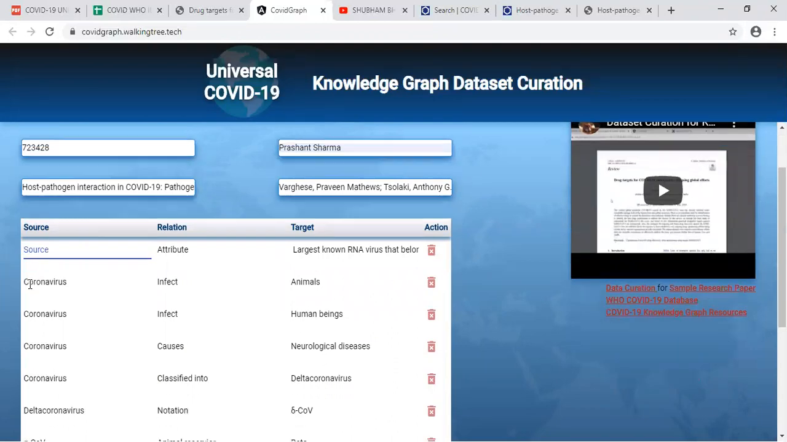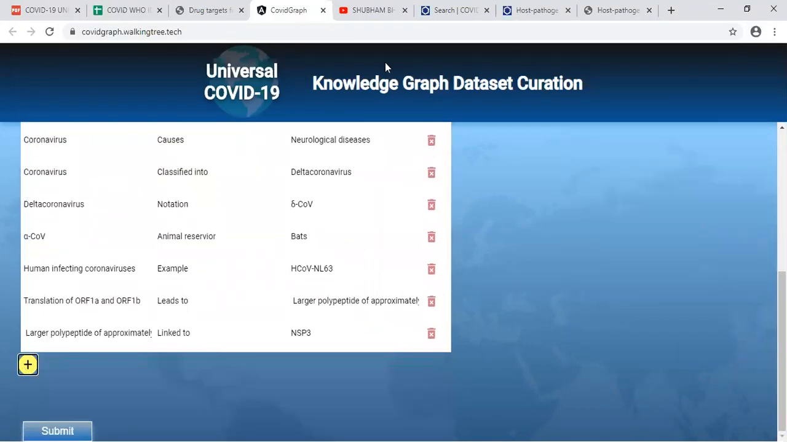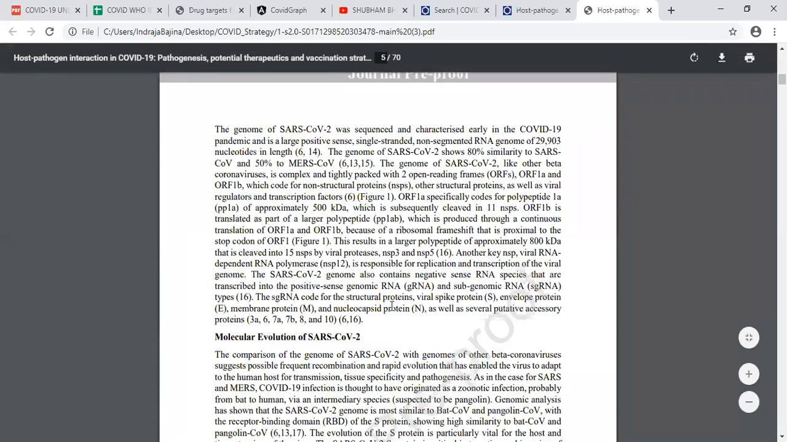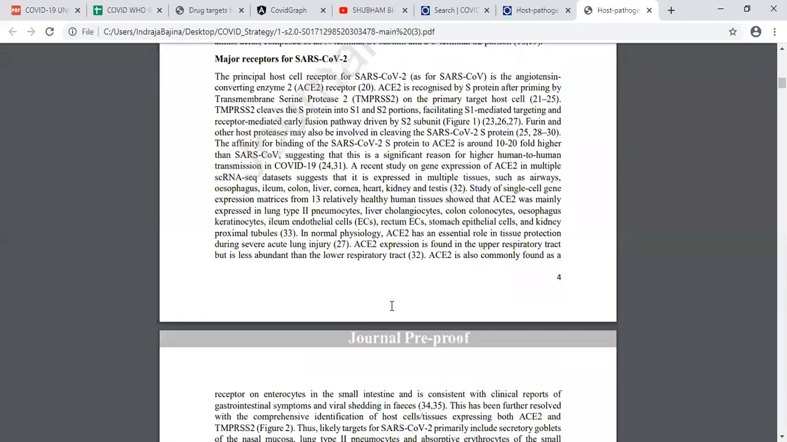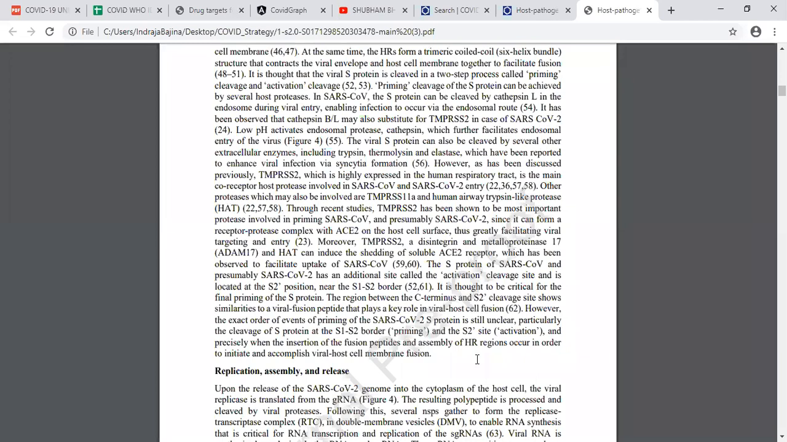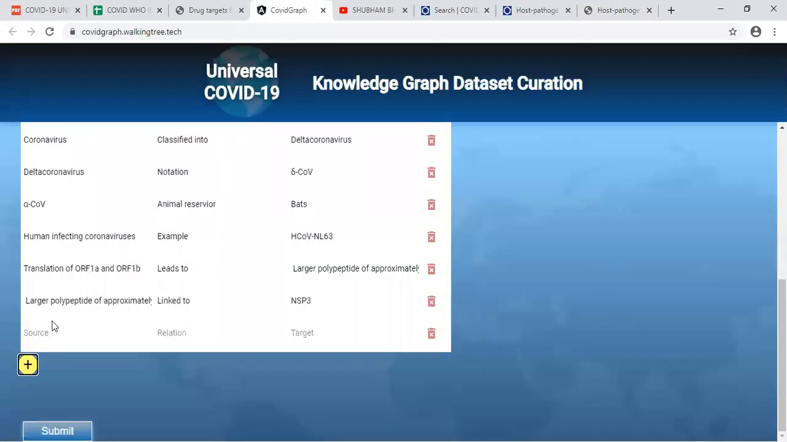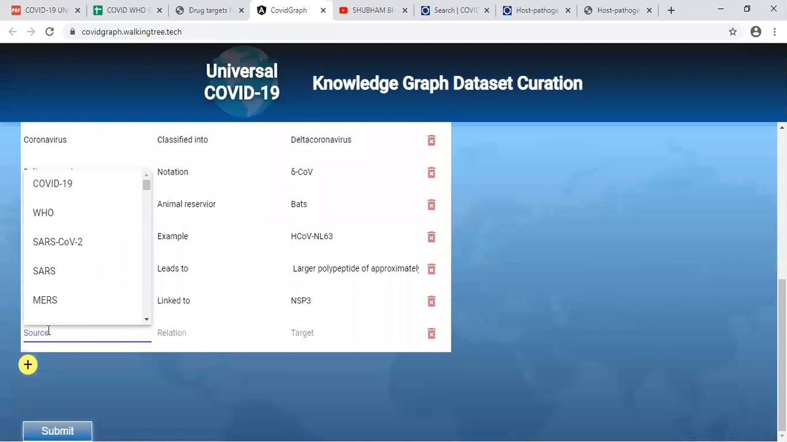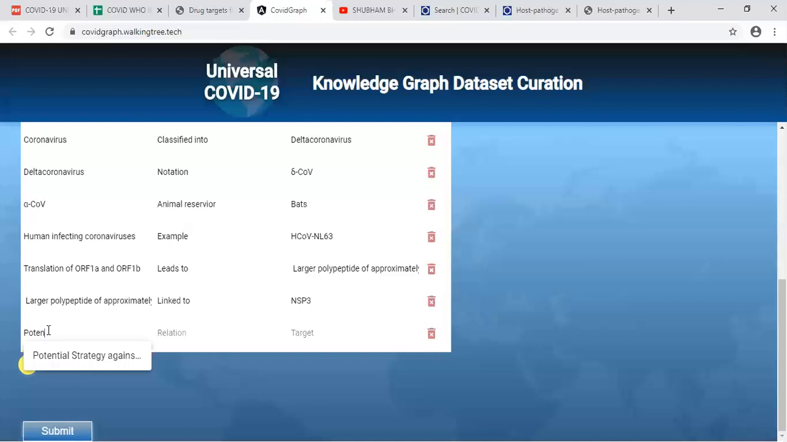Well, let me add it as a separate node here. So do we have some reference here? Molecular evolution of SARS-CoV-2, major receptors for SARS-CoV-2, promoting viral protein binding. We'll have to read it in greater detail. But suppose there is some suggestion as to the design of a novel vaccine. There is a node which I'm specifically referring to here, and the node is potential strategy against COVID-19. In this node, you can very easily specify whatever is being referred to.